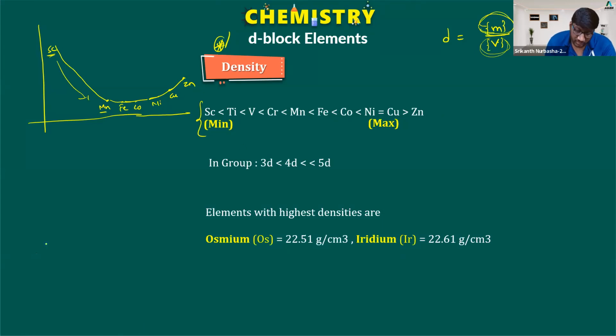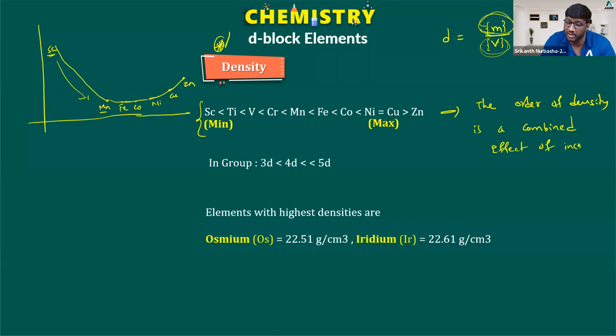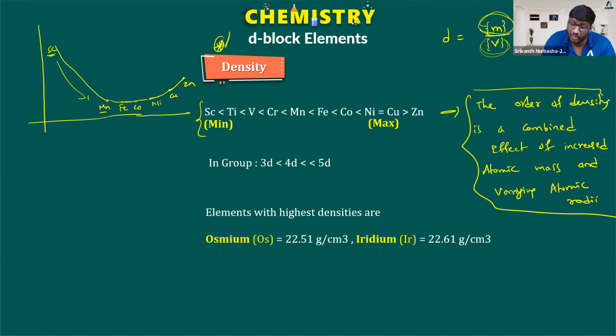Okay, this order of density is a combined effect of increased atomic mass and varying atomic radii. And how atomic radius varies, why it varies, we have seen that. Why? Because in the variation of atomic radii, we have two factors, nuclear charge and electronic repulsions. Based on that only, we have atomic radius in this fashion. So that is how you can understand the density in the 3D series.